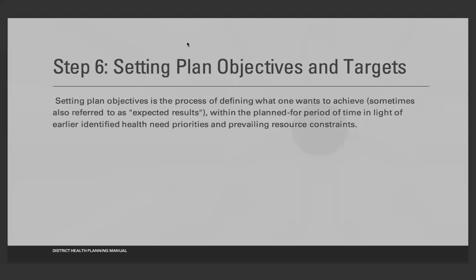Step 6 is setting plan objective and target. Setting plan objective is the process of defining what one wants to achieve, sometimes also referred to as expected result within the plan for a period of time, in light of earlier identified health need priorities and prevailing resource constraints.